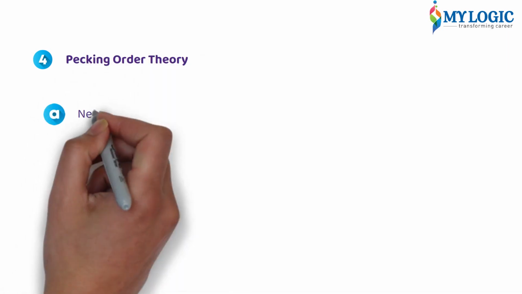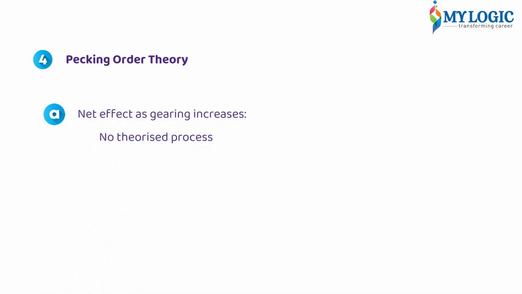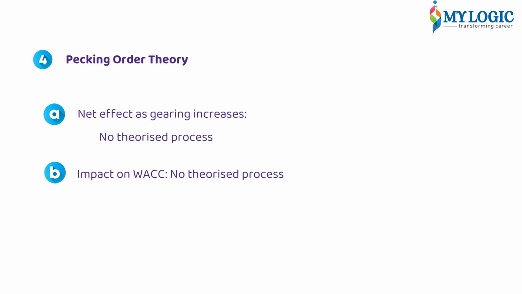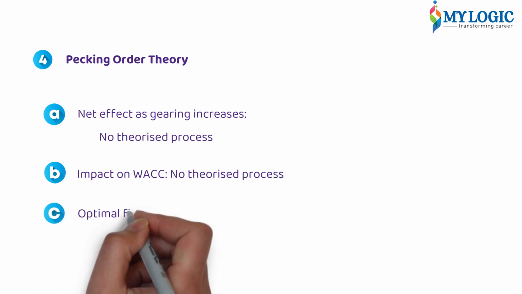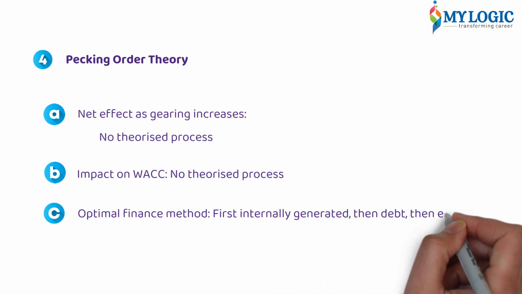Number 4. Pecking order theory. A. Net effect as gearing increases. No theorized process. B. Impact on WACC. No theorized process. C. Optimal finance method. First internally generated, then debt, then equity.